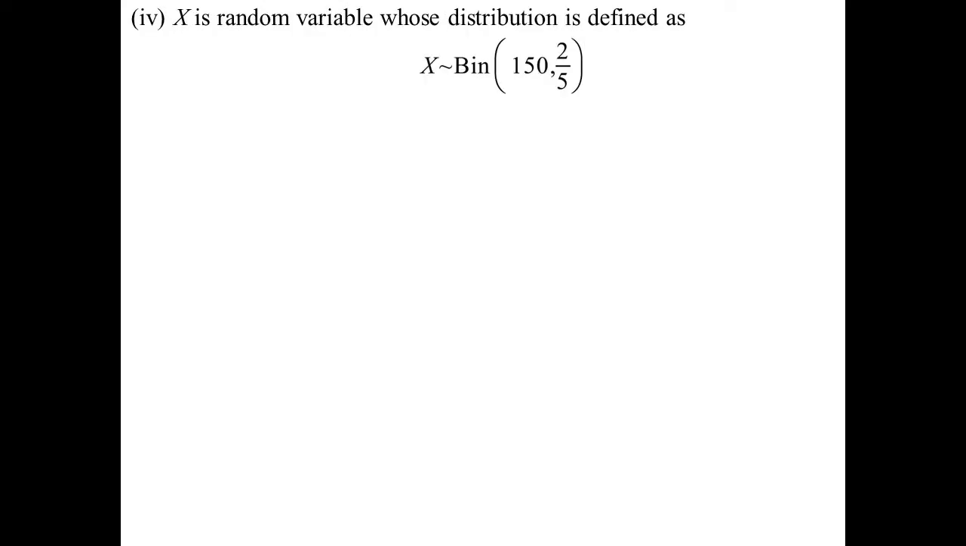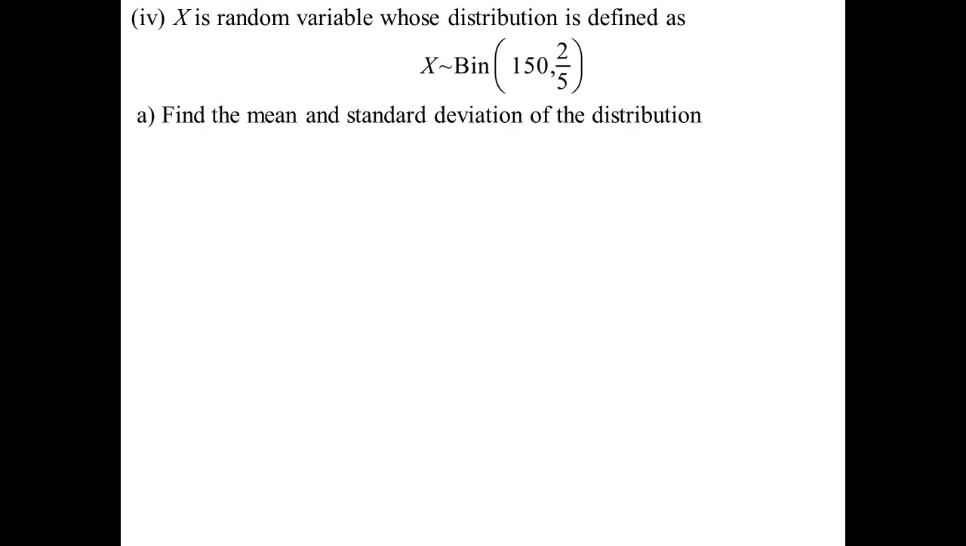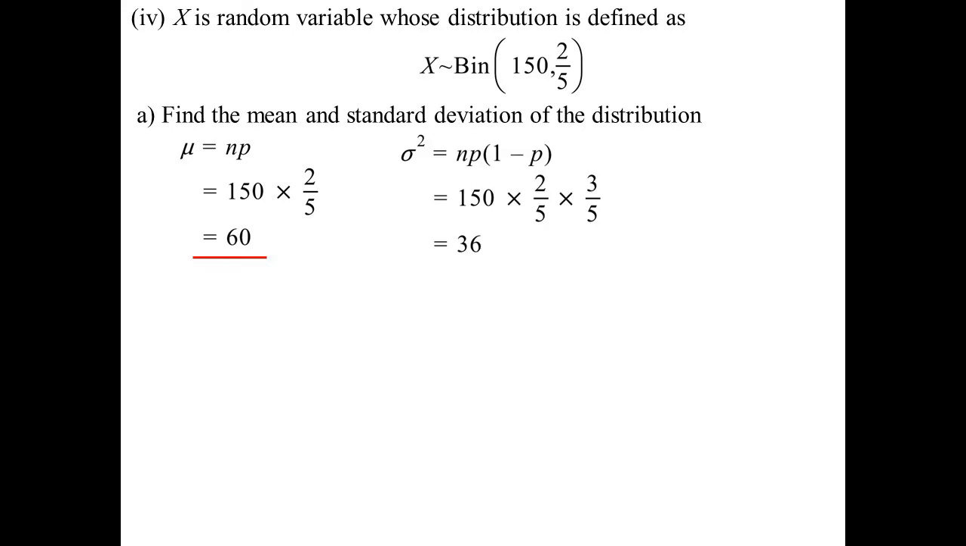X is a random variable. It's defined. We're doing it 150 times. Probability of success is 2/5. Find the mean and the standard deviation of this distribution. Well, we said the mean was just simply n times p. Kind of makes sense when you think about it, n times p. Probability of success times the number of times you're doing it. So 60 it ends up being. Variance, I have to work out before I can work out standard deviation. That works out to be 36, so the deviation is 6.